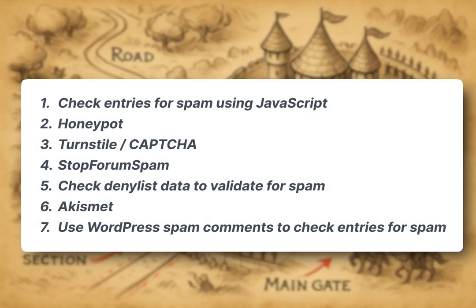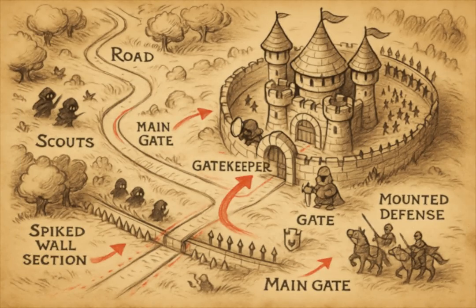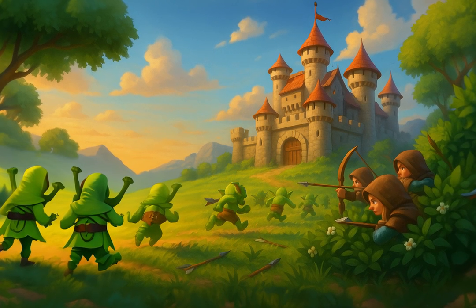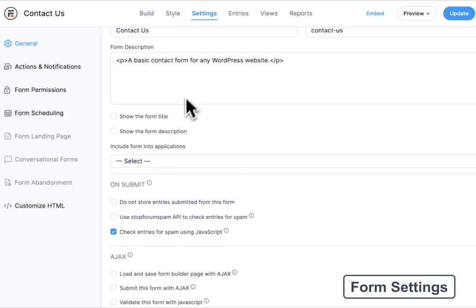Formidable has many layers of spam protection. Here's the order we recommend setting them up. The first line of defense is invisible JavaScript scouts. They're turned on by default and can be found in your form settings.